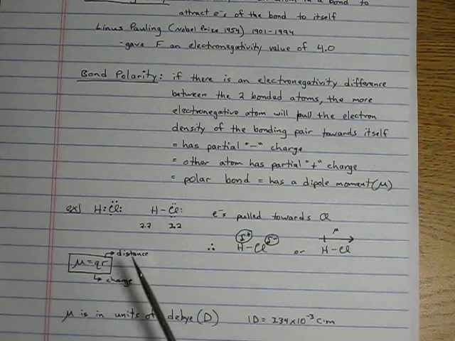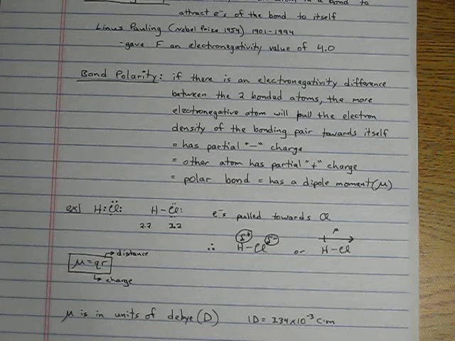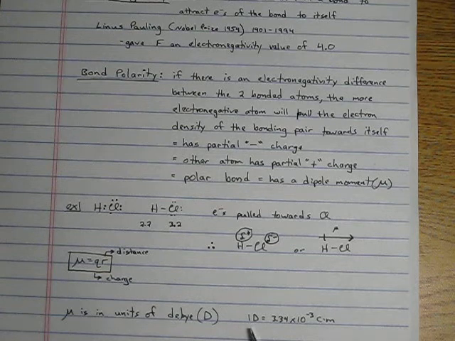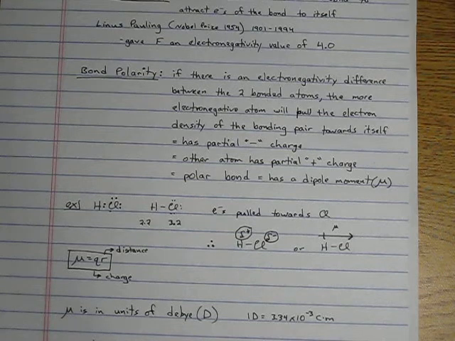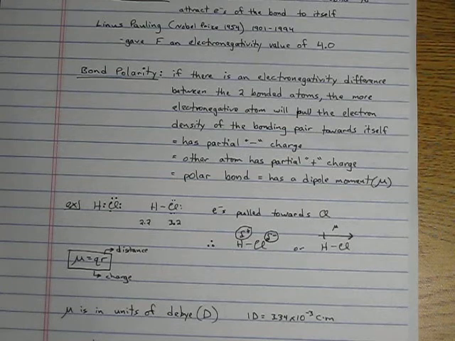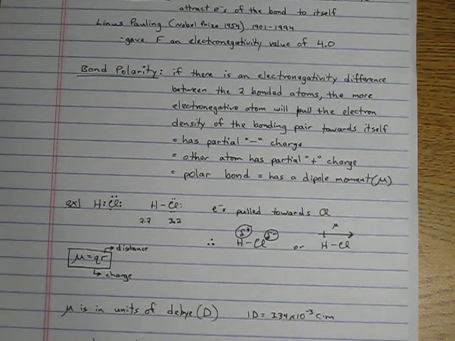Also, the distance. The larger the atoms are, the greater the dipole moment. The longer the bond is, the greater the dipole moment. So, a few things to take care of. The dipole moment, mu, is in units of debye. 1 debye is 3.34 times 10 to the minus 30 coulomb meters. We won't worry about that. The most important thing is what we just said. The greater the electronegativity difference, the larger the charge is, the larger the dipole moment. The larger the atoms are, the larger R is, the larger the dipole moment.